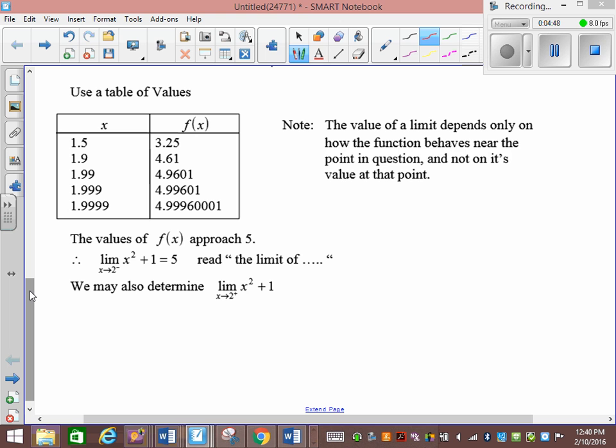So we can write this as the value of f of x approaches 5. The limit as x approaches 2 from the left of x squared plus 1 equals 5. So you just write it like that. Now what if we approach it from the right? That's what this little plus sign means. Flip over.